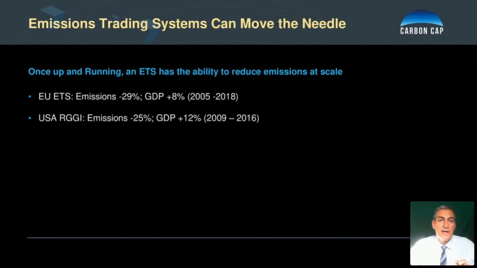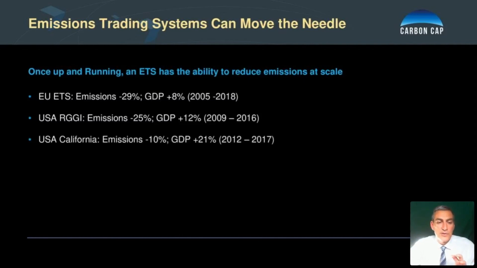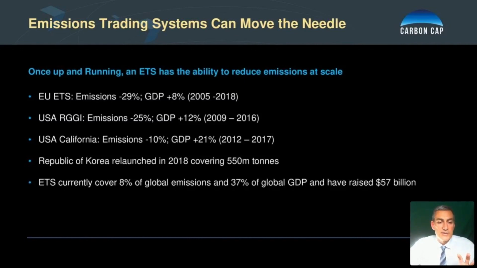RGGI is the Regional Greenhouse Gas Initiative. It consists of 10 US states on the east coast of the United States. It's been very successful at reducing emissions while GDP has gone up. And finally, California, the most recent liquid carbon market, is down 10% in emissions while GDP has climbed. Korea has relaunched its carbon market, covering over 500 million tons in 2018. And currently, emissions trading systems cover 8% of emissions and 37% of GDP from those countries.